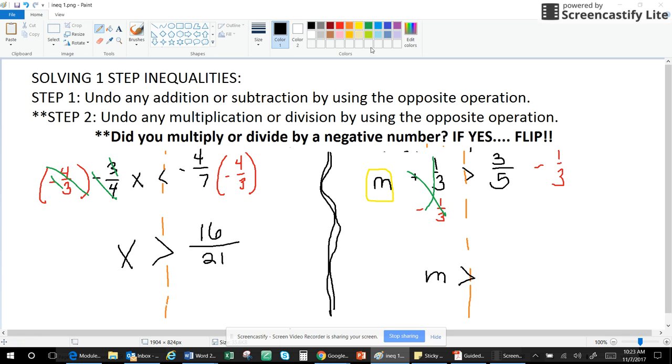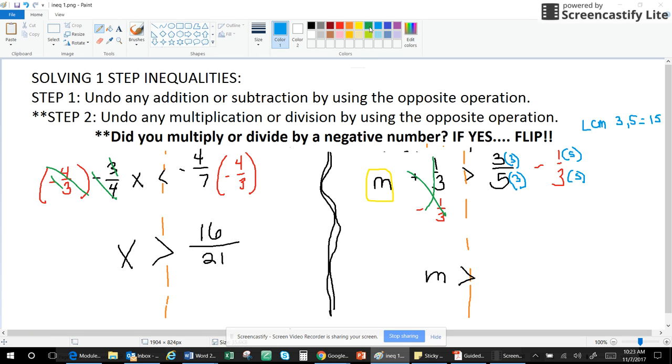greater than, and now I got some fraction work I got to do. I need the least common multiple of 3 and 5, which is 15. So I got to get both denominators to be 15. So to get 5 to 15, I multiply by 3. Whatever I do to the bottom, I do to the top. To get 3 to 15, I multiply by 5. Whatever I do to the bottom, I do to the top.